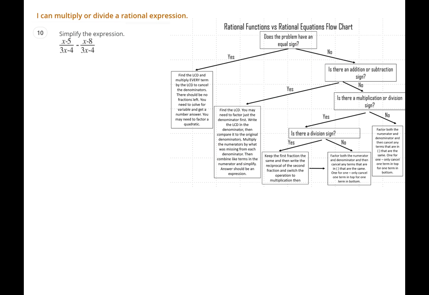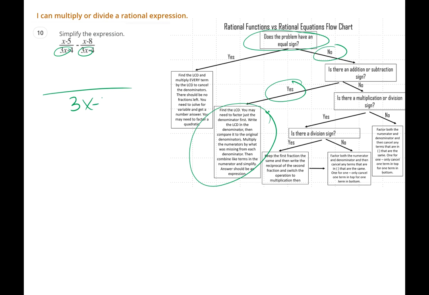All right, we got to simplify the expression again. So do we have an equal sign? No. Do we have addition or subtraction? Yes. So we're looking at this thing here. Again, I got to find the LCD. So I would circle what matches. I circled everything. So my common denominator, I write one time. Circles are ones. I don't need to multiply this by anything. I just get x minus 5.